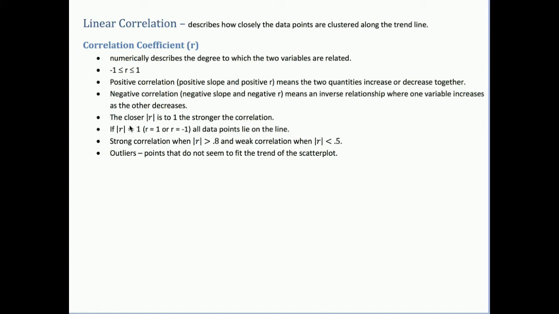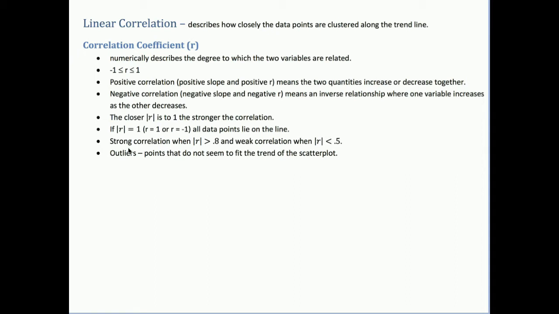And then we're going to talk about the actual magnitude of these numbers, so how big they are. So now the closer the absolute value of r is to 1, so if we're getting close to 1 or getting close to -1, it's getting stronger correlation. If the absolute value of r equals 1, so if r equals 1 or if r equals -1, all the data points lie on the line. So if it was 1, all the data points would lie on a line that has a positive slope. If it was -1, all the data points would lie on a line that has a negative slope.